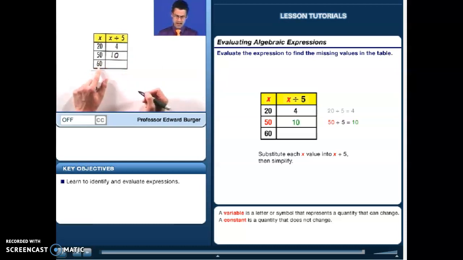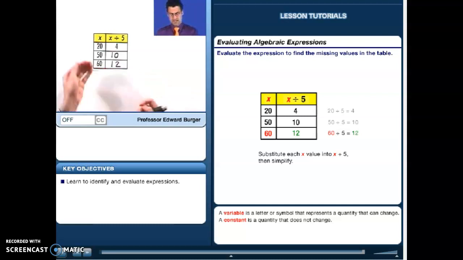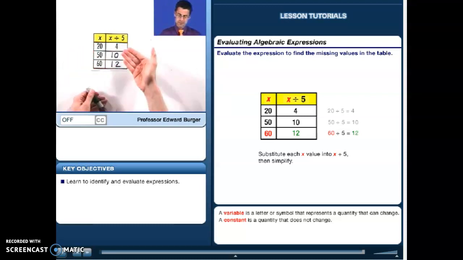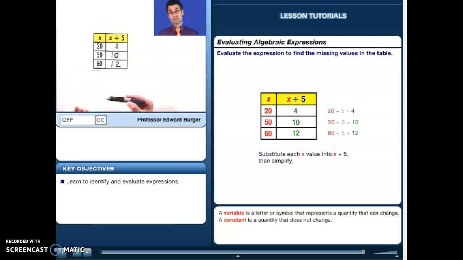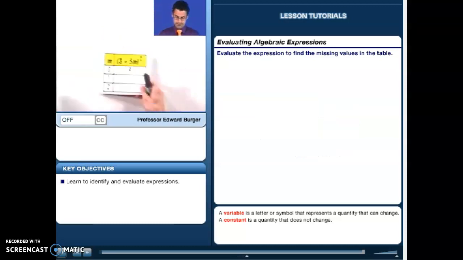What about if I upped x to equal 60? Well, then I have 60 divided by 5. And what would that be? Well, if you take 60 and divide it by 5 and perform that division, we'd see 12. So here you can see differing values of x yield differing values for this particular expression. This is the key thing. We're going to be changing one variable, and we're going to see how it impacts an expression. Let's try another example together.